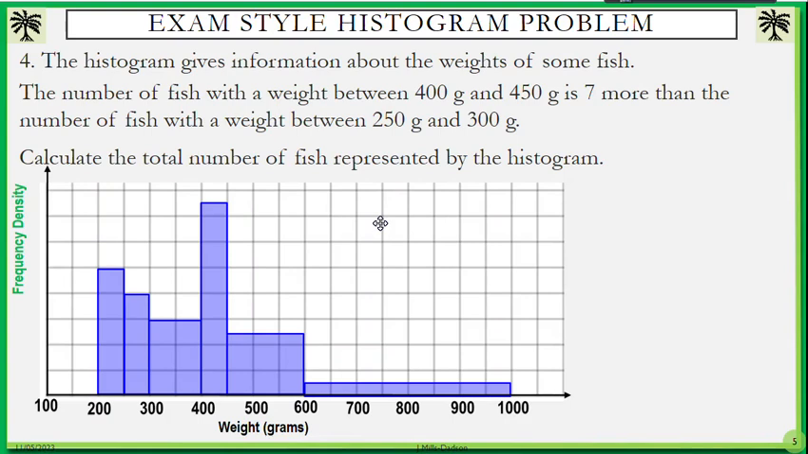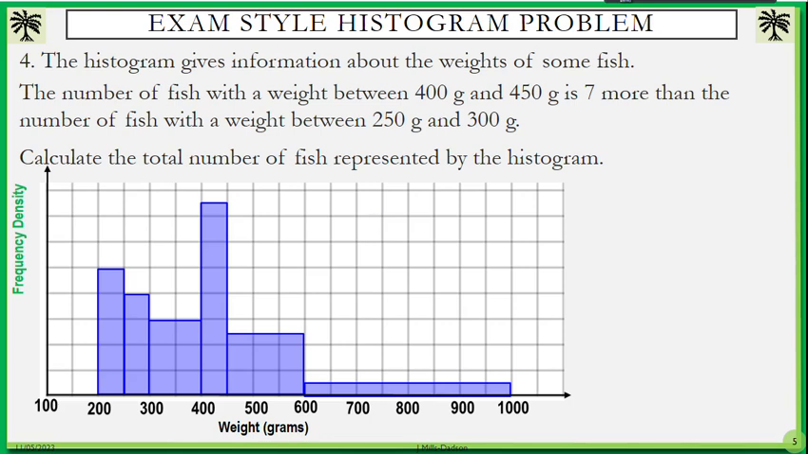Let's look at this exam style histogram problem. We have a histogram that gives information about the weights of some fish. The number of fish with the weight between 400 grams and 450 grams is 7 more than the number of fish with weight between 250 grams and 300 grams. Calculate the number of fish represented by the histogram.